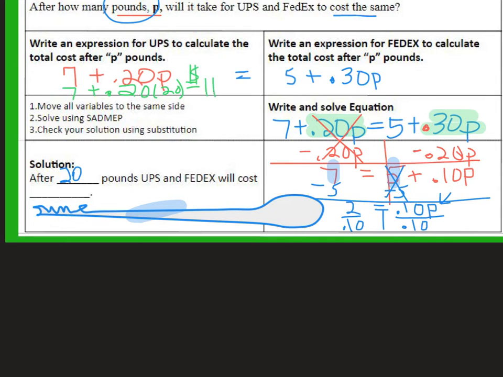Okay? I'm going to test that 20 cents at 20 pounds again. 5 plus 30 cents times 20 pounds. And when I type that into my calculator, I also get $11. So since I got the same cost on both sides, I know that this solution is correct. It will cost $11. After 20 pounds, a 20-pound package, UPS and FedEx will charge me $11.